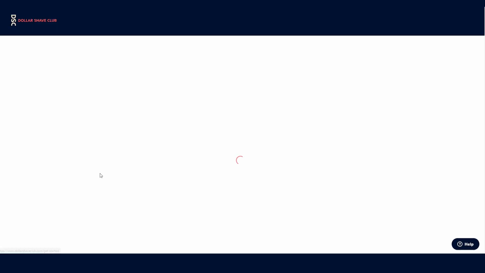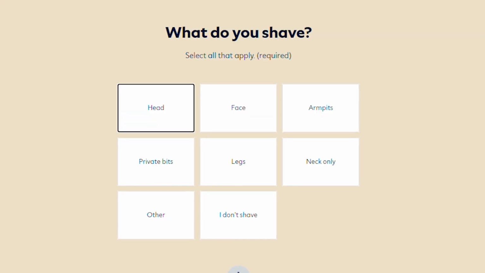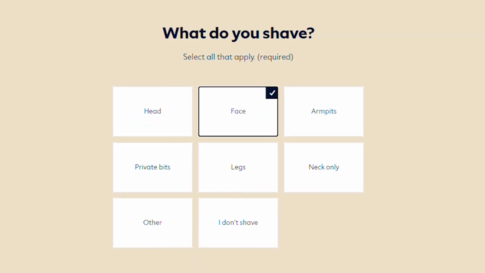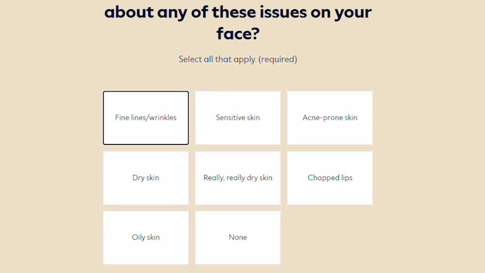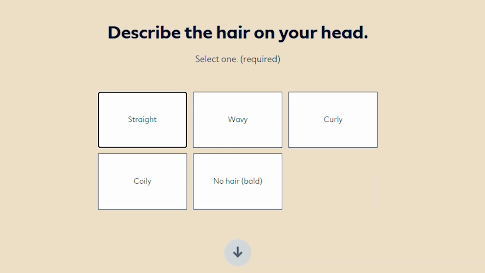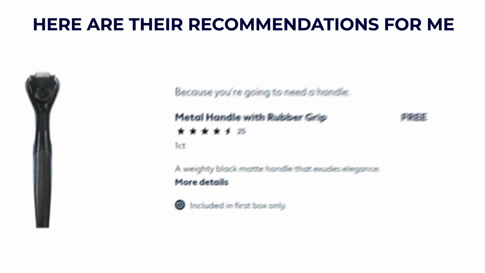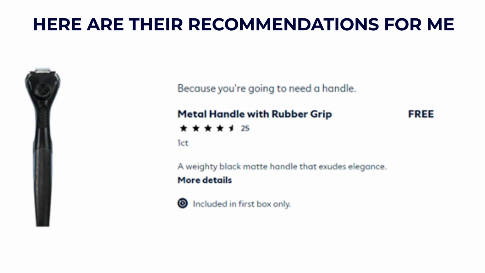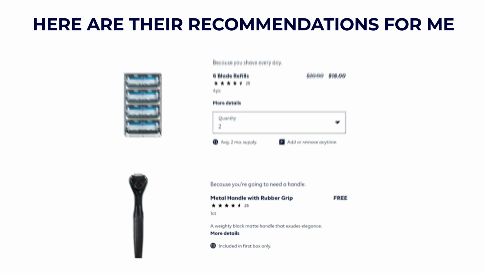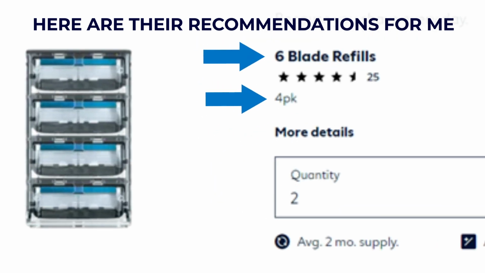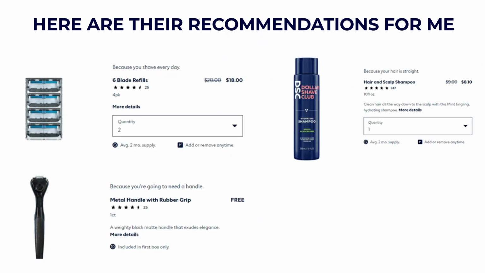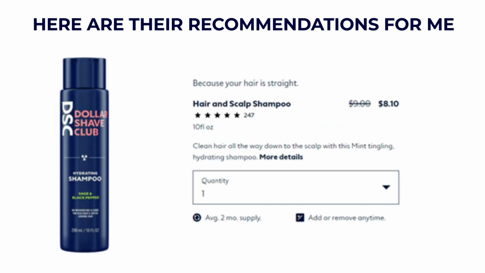Now, when you first go through Dollar Shave Club's website, which I recommend just checking out, by the way, they ask you a few questions, they give you a bunch of recommendations on what they think that you should subscribe to or purchase from them. So this is what they recommended for me. They recommended the middle handle is free. That's how they get you. They have this whole gimmick where the handle is free, but you have to pay for the blades. And they recommended that I get 4 packs of 6 blade refills, 2 of them every 2 months, because I said that I try to shave every single day. And on top of that, I said I had straight hair, so they also recommended me the shampoo as well.